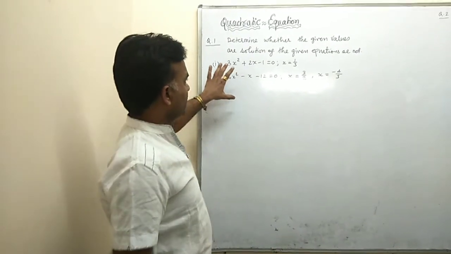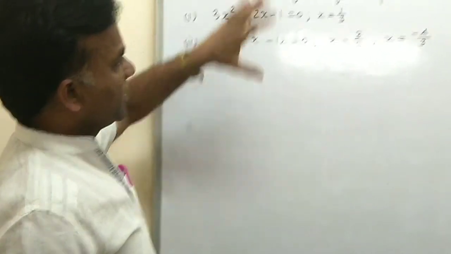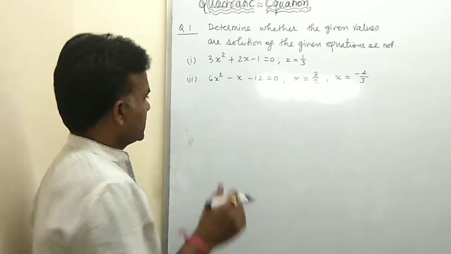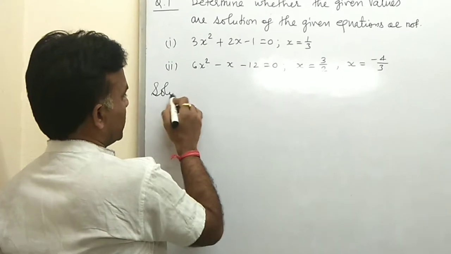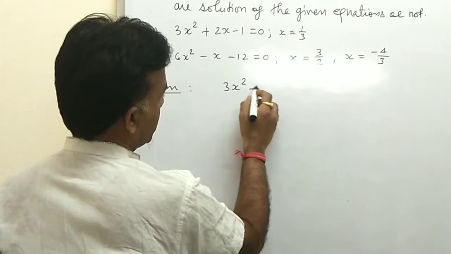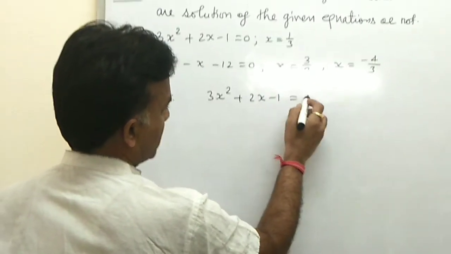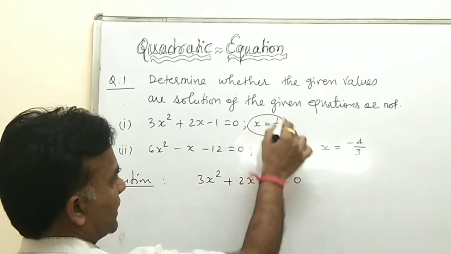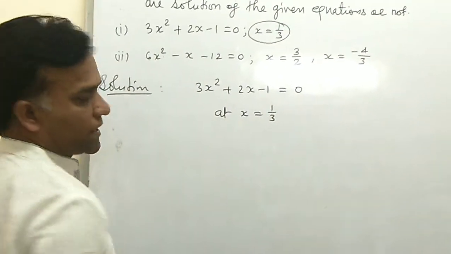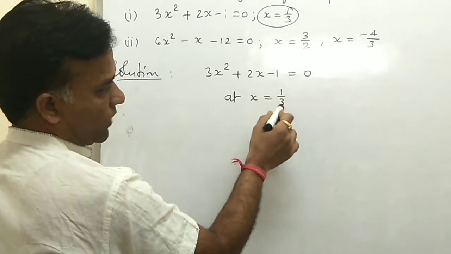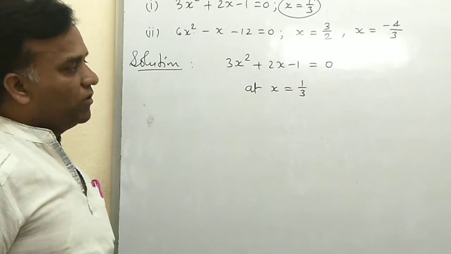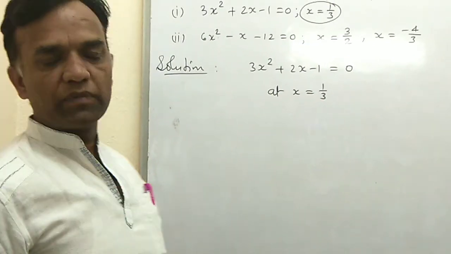There are two parts in question number 1. Determine whether the given value is a solution of the given equation or not. So we start with the first question: 3x square plus 2x minus 1 equal to 0. The solution is given as x equal to 1 by 3. Substitute this value in place of x. If we obtain 0 equal to 0, then x equal to 1 by 3 is the solution of this equation.